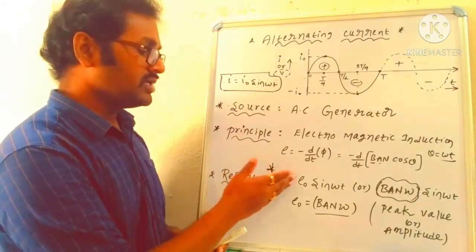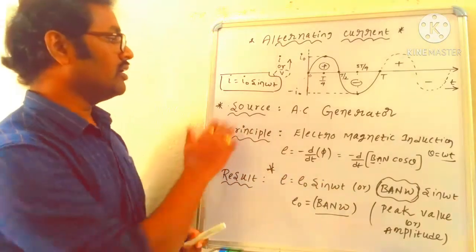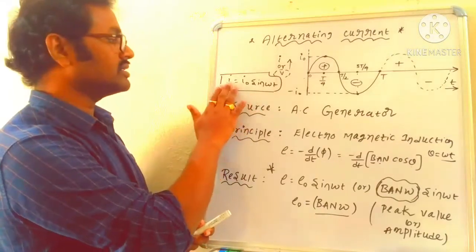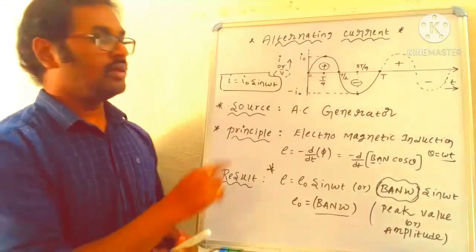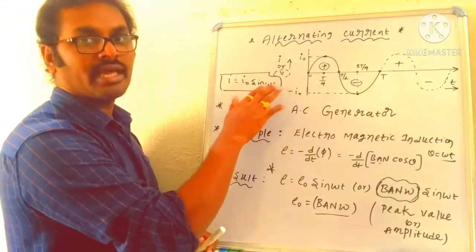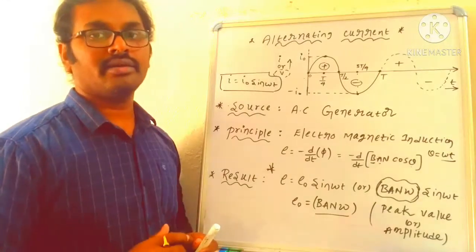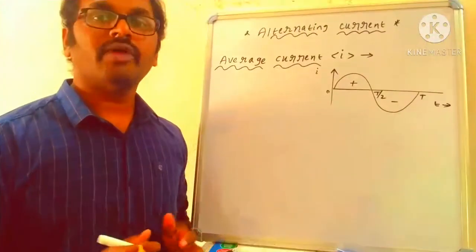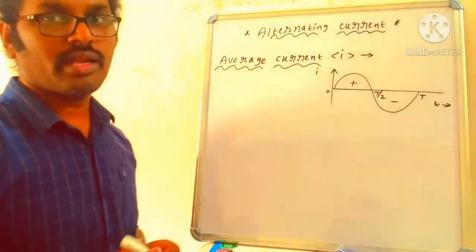E is equal to E naught sine omega t, where E naught is BA and omega. The alternating current is defined by I is equal to I naught sine omega t. With respect to time, as the time value changes, the alternating current also changes, and we are going to find the average current for the complete cycle. How much is the value?